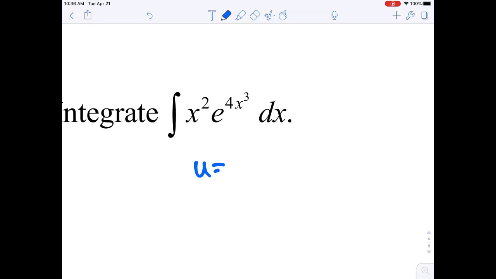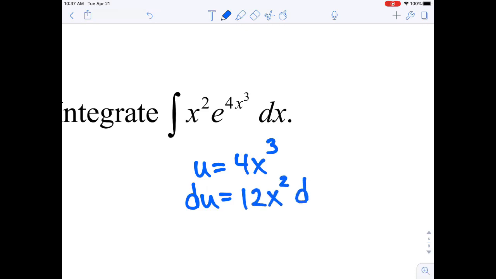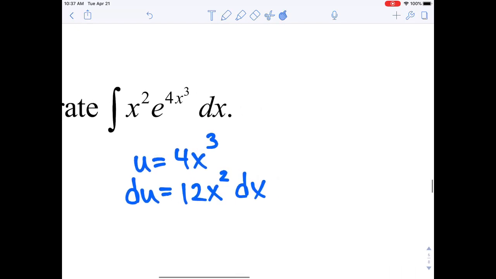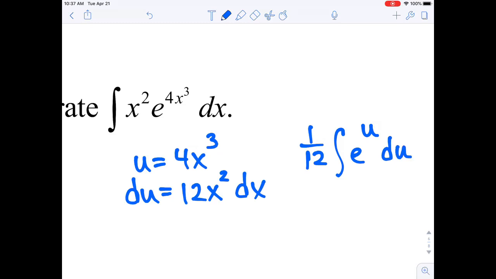So let u be my exponent. Okay, but I don't have the 12 in there, so I need to make that 1/12. And the integral of e to the u is e to the u. So this is 1/12 e to the 4x third plus c.